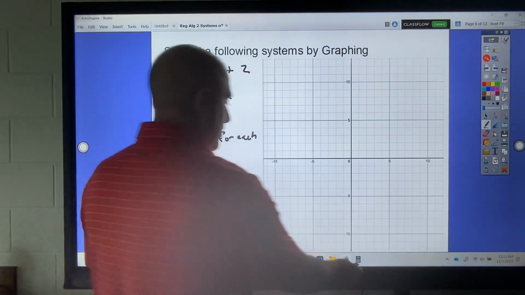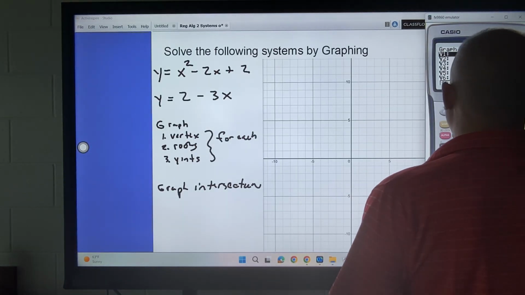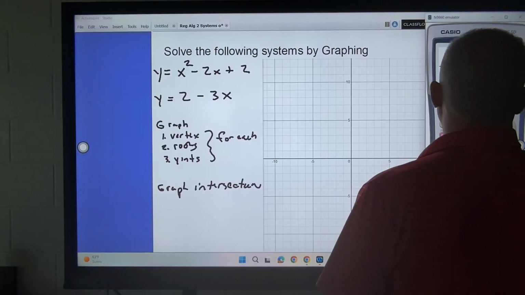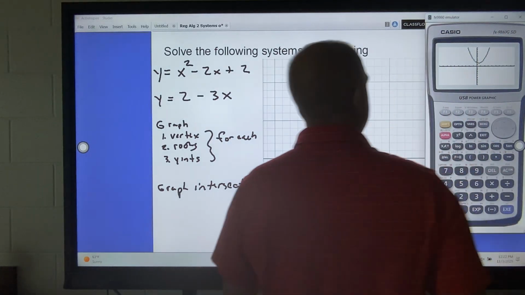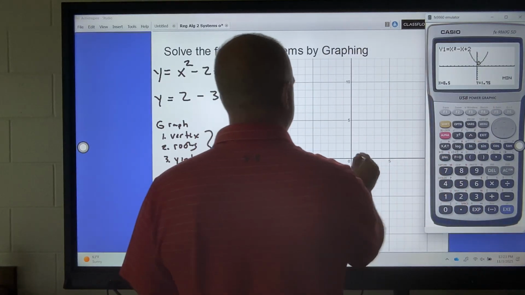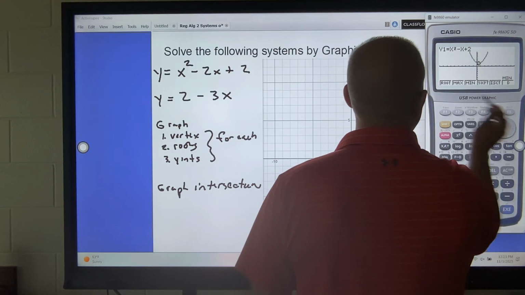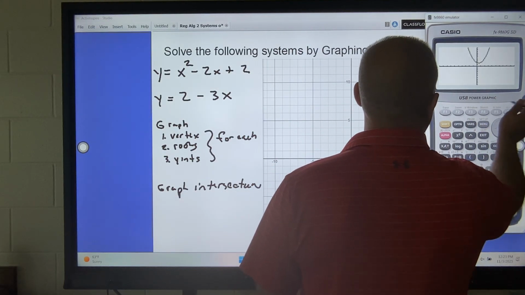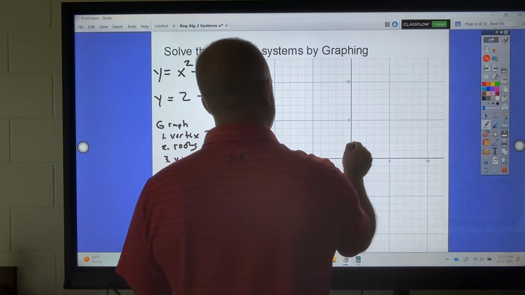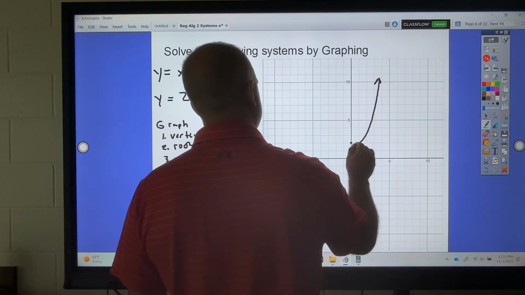So let's start. We're going to do one equation at a time. I'm going to go to graph. I'm going to enter x squared minus 2x plus 2. Okay, now G-solve minimum. I got a minimum of 0.5, 1.75. So here, G-solve root. I don't have any roots. G-solve y-intercept, I got a y-intercept of 2. So this graph's going to look something like this.